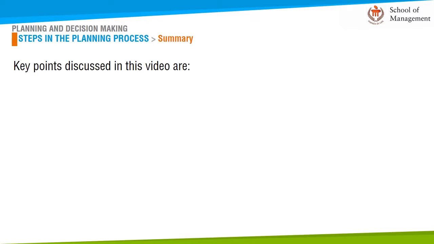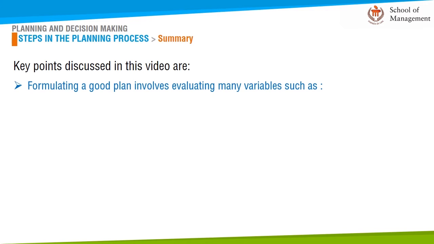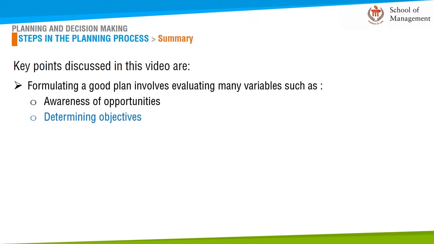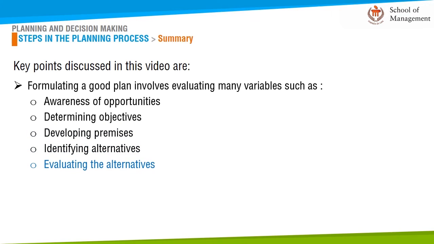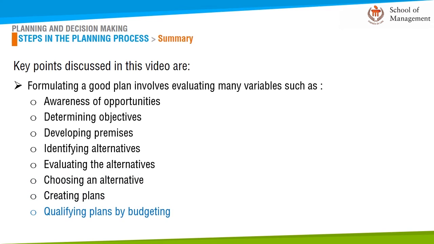Key points discussed in this video are: formulating a good plan involves evaluating many variables such as awareness of opportunities, determining objectives, developing premises, identifying alternatives, evaluating the alternatives, choosing an alternative, creating plans, and qualifying plans by budgeting.